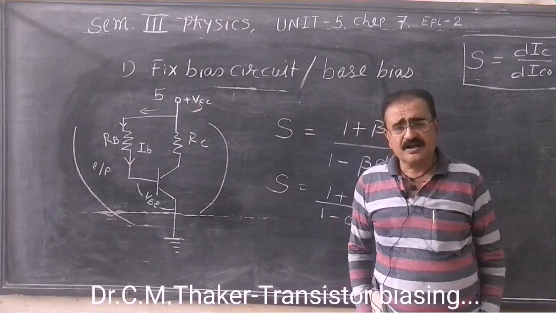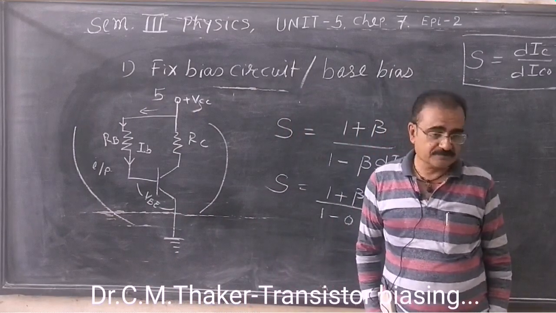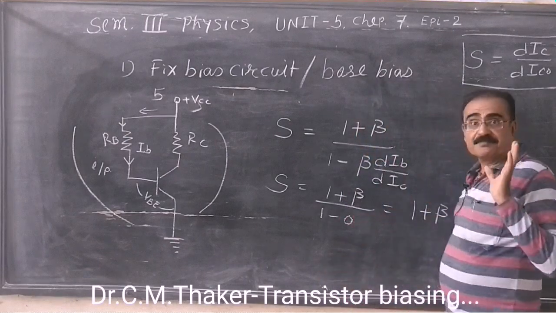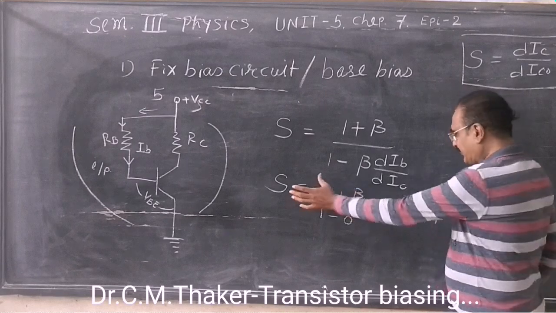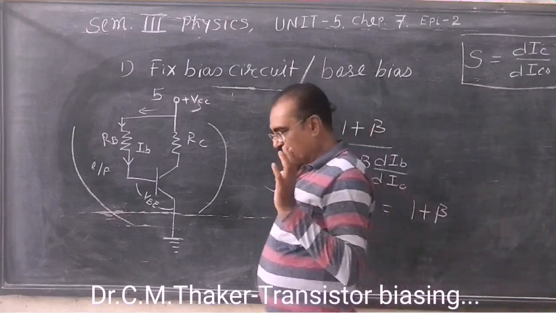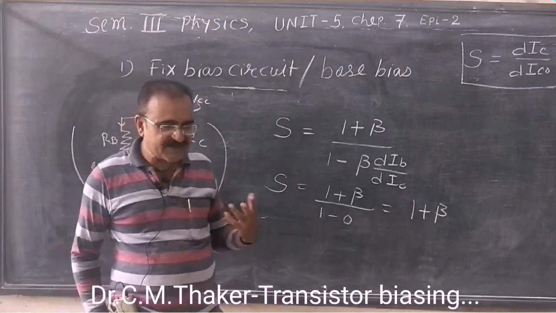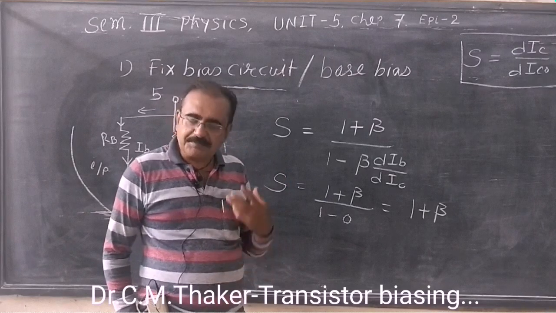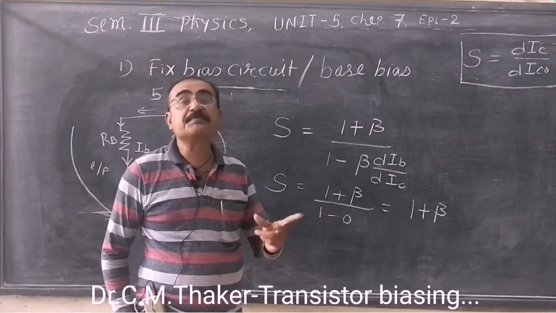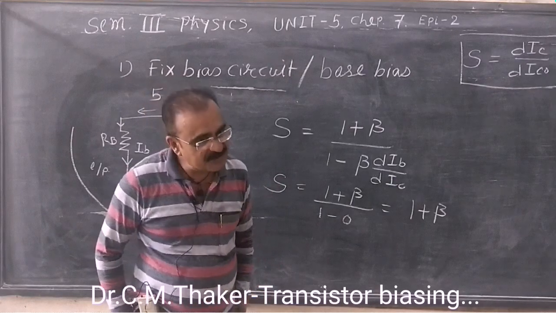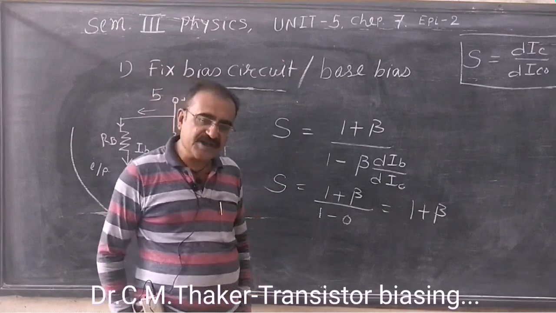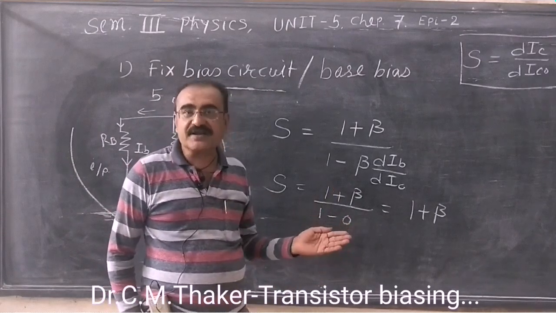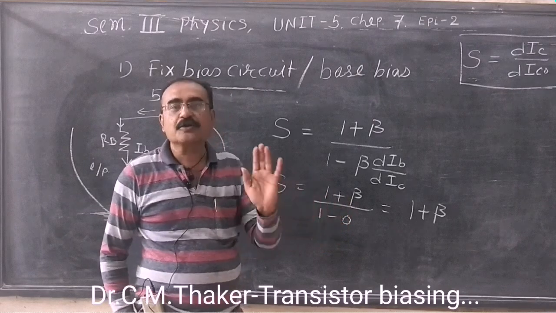Suppose your transistor has a beta value of 50, then this variation shows 51 times. That means the stability factor is very high. That means it shows variations in beta with the thermal effect. It shows 51 times. So the stability factor is very high, and that is why stability is very low. And that is why this circuit is normally not preferable.